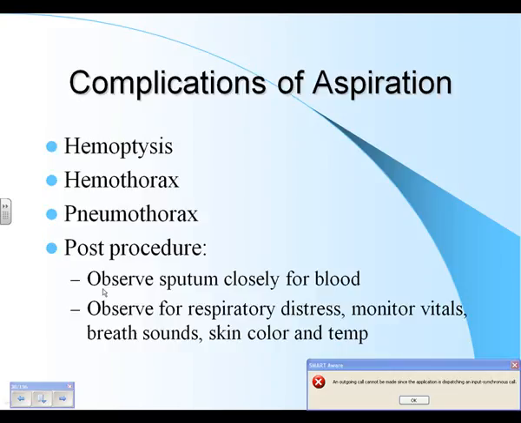And of course, the patient will suddenly have difficulty breathing. You may not know if it's air or blood at that point, but you know they're having trouble breathing. You're going to have diminished lung sounds on that one side, and you're going to notify the physician, and they're probably going to come and put a chest tube in. Whether it's blood or air, it's not going to make a difference. They're going to put a chest tube in to get it out.